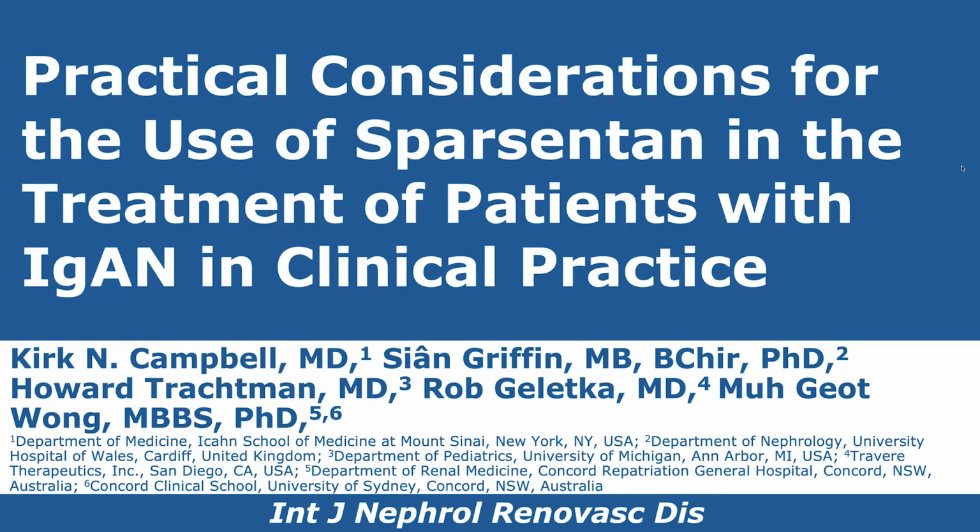IgA nephropathy is the most common primary glomerular disease in the world, and it can be progressive, leading to kidney failure 10 to 20 years after being diagnosed. Clinical practice guidelines recommend reducing proteinuria and controlling blood pressure to help slow disease progression and offer kidney protection. Until recently, there were no FDA-approved treatment options for IgA nephropathy, but the space is rapidly evolving.